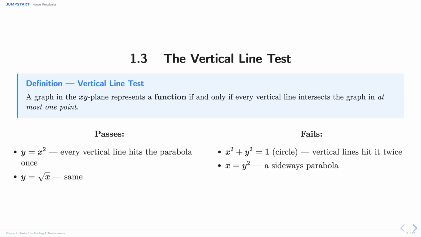Let's start with the vertical line test. A graph in the xy plane represents a function if and only if every vertical line intersects the graph at most once. For example, the graph of y equals x squared passes the test because every vertical line hits the parabola only once. However, the equation x squared plus y squared equals 1, which represents a circle, fails the test because vertical lines can intersect it twice.